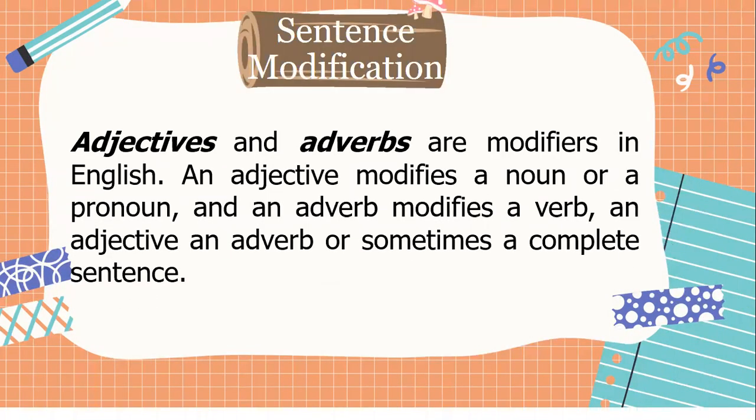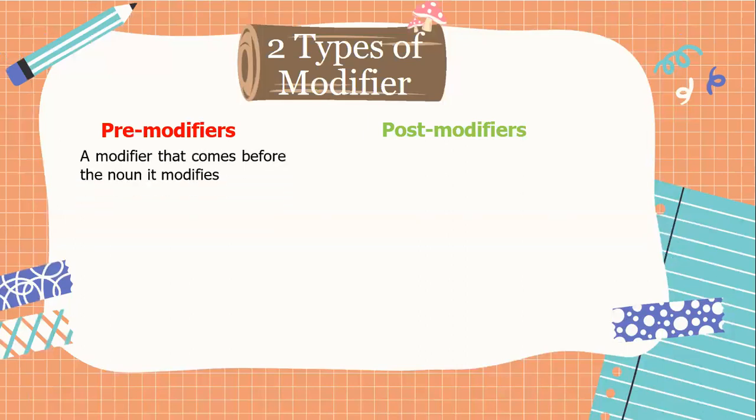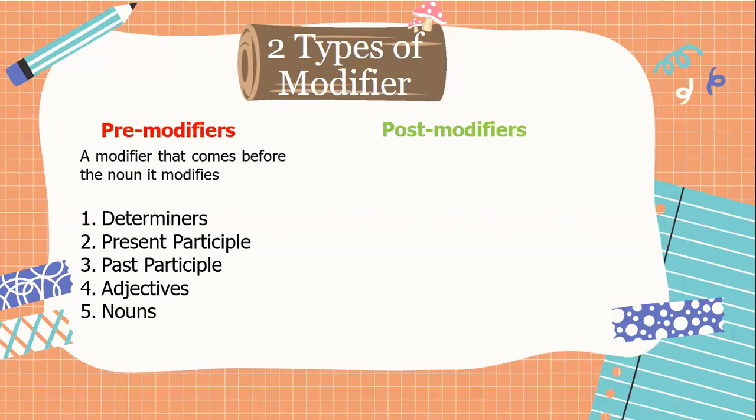Adjectives and adverbs are modifiers in English. An adjective modifies a noun or a pronoun, and an adverb modifies a verb. An adjective and an adverb are sometimes a complete sentence. We have two types of modifiers: the pre-modifiers and the post-modifiers. Pre-modifiers are modifiers that come before the noun they modify. In pre-modifiers, we have five things. First, the determiners, present participle, past participle, adjectives, and nouns.